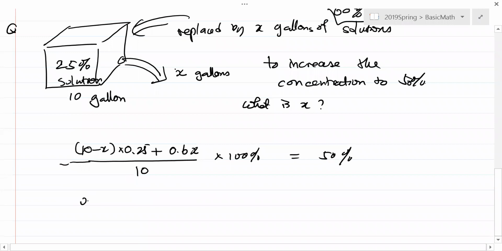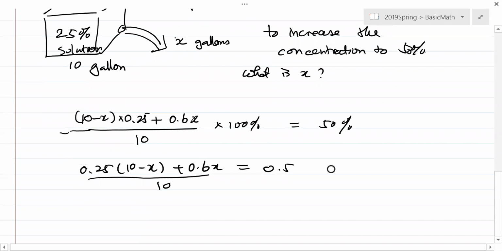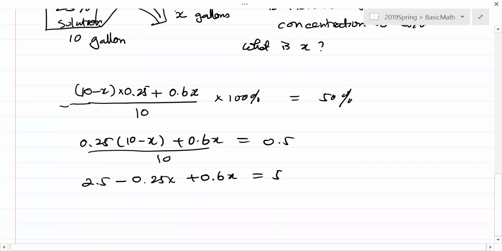So the equation is 0.25 times (10 minus X) plus 0.6X, divided by 10, equals 0.5. So you multiply both sides by 10. Then here's 2.5 minus 0.25X plus 0.6X equals 5. Then the rest of it's just a linear equation. Everybody knows how to solve it.